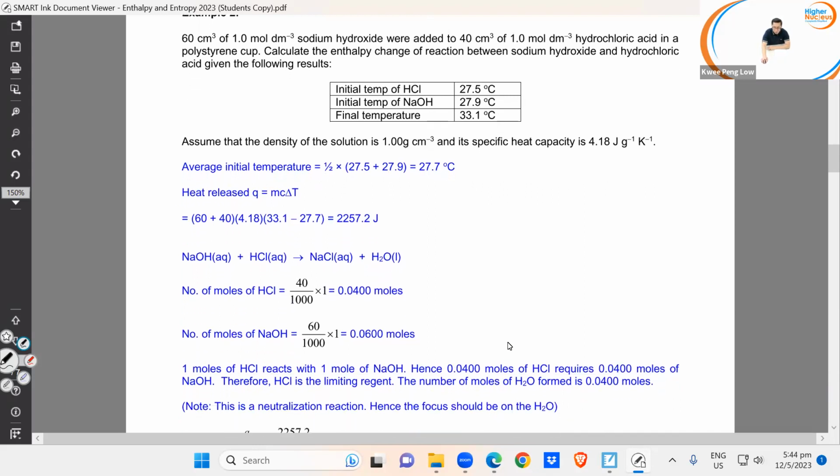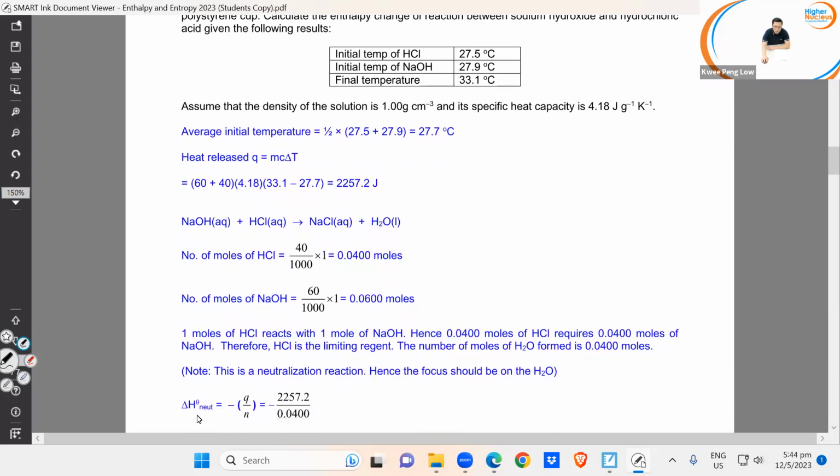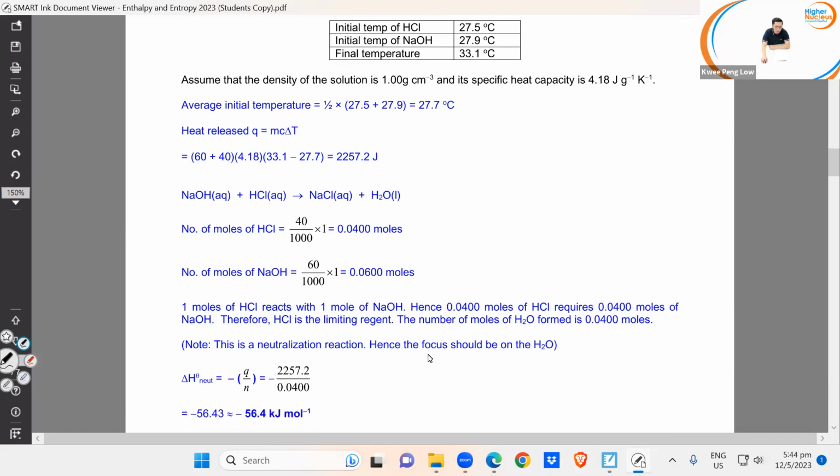So with that, I call my second formula, delta H is minus Q over N. In this case, my N is the number of moles of water, because this is a neutralization reaction. I know my Q, I know my N, I plug it in, and I'll be able to find my delta H on neutralization, which is minus 56.4 kilojoules per mole. Okay, so this is the second example. Now let me give the last one.